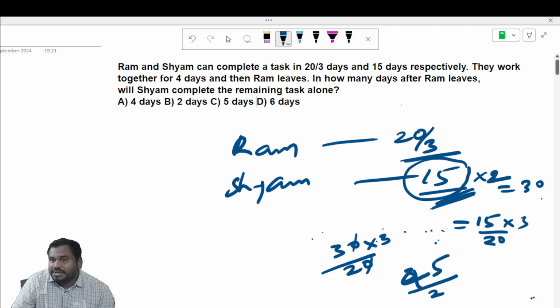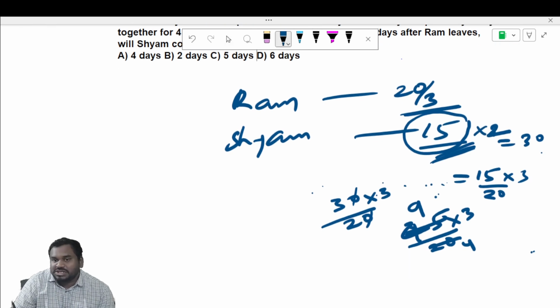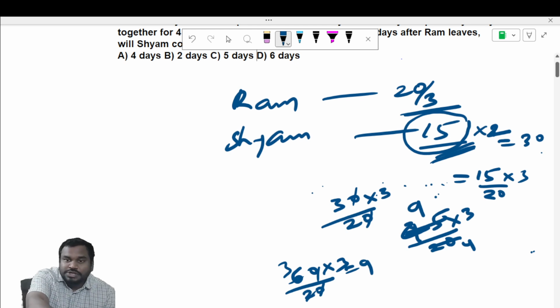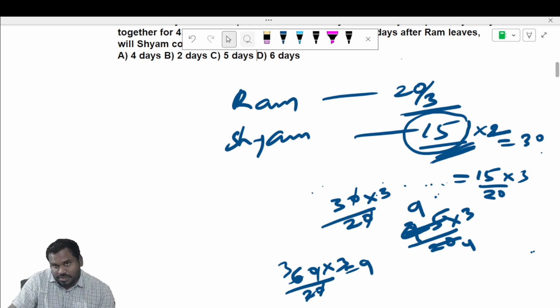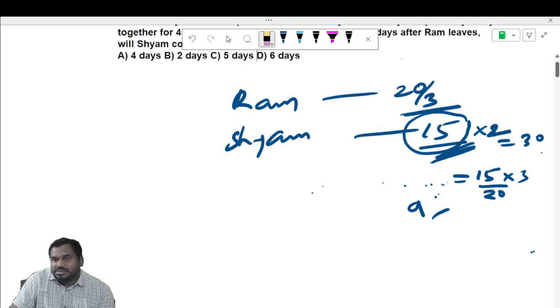45 divided by 20 by 3, it does not work. Then take 60, since 15 into 4 is 60. Then 60 divided by 20 by 3 gives 9. So 60 is the LCM of 20 by 3 and 15. So now I'm writing these things down. We got the LCM of 20 by 3 and 15.